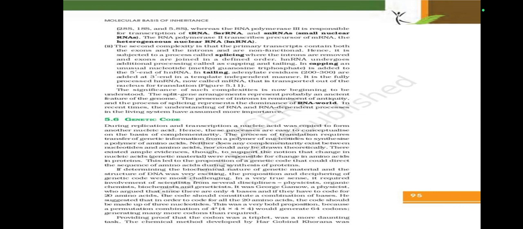5.6 Genetic code. During replication and transcription, a nucleic acid was copied to form another nucleic acid. Hence, these processes are easy to conceptualize on the basis of complementarity. Now, the process of translation requires transfer of genetic information from a polymer of nucleotides to the synthesis of a polymer of amino acids. Neither does any complementarity exist between nucleotides and amino acids, nor could any be drawn theoretically.